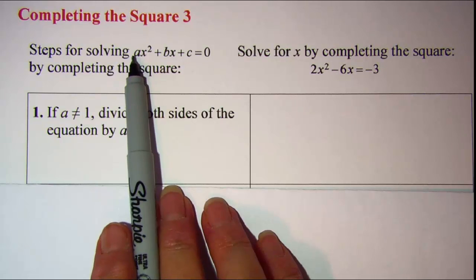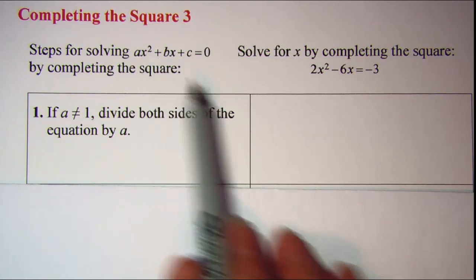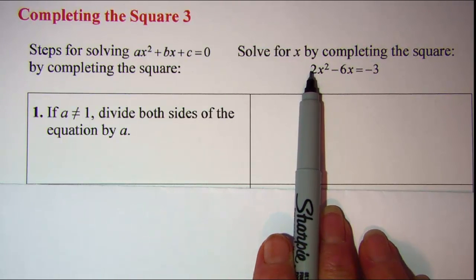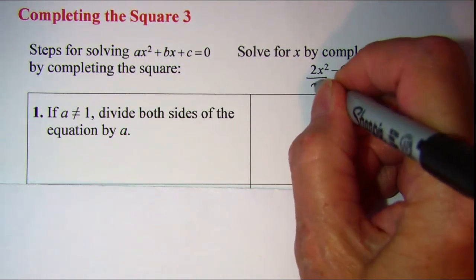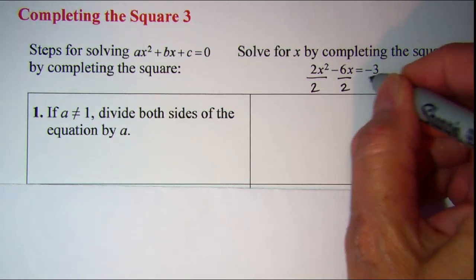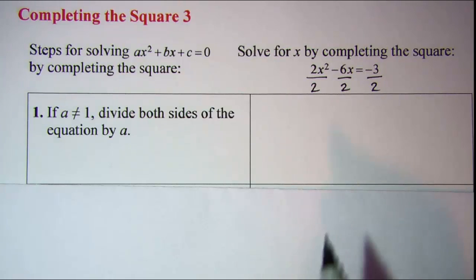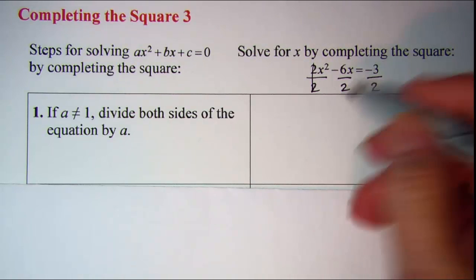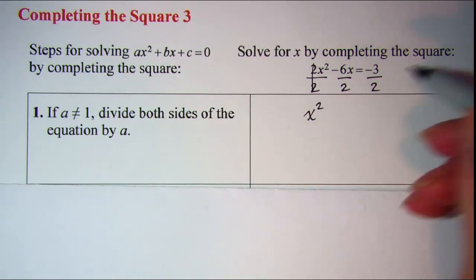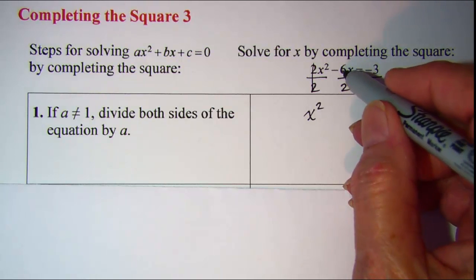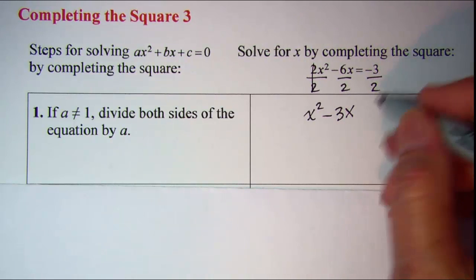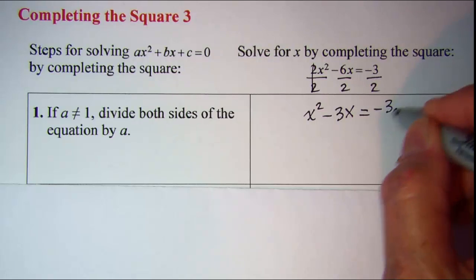Notice that a is the coefficient of the x squared. In our case, a is 2. That number has to be a 1 in order to complete the square. So we have to divide through by 2 on every term, or divide both sides of the equation by 2. And what happens then is the 2's cancel, and I end up with x squared, which is what I want, and then minus 3x, and then on the right side I have a negative 3/2.